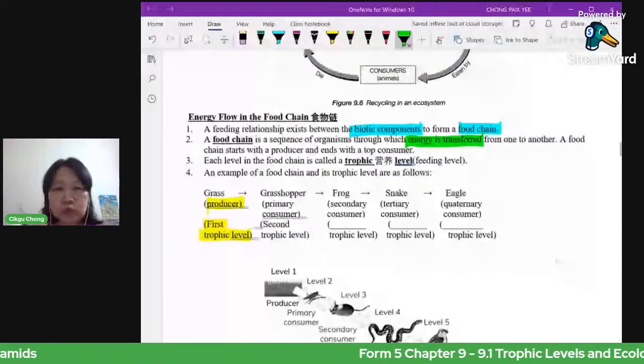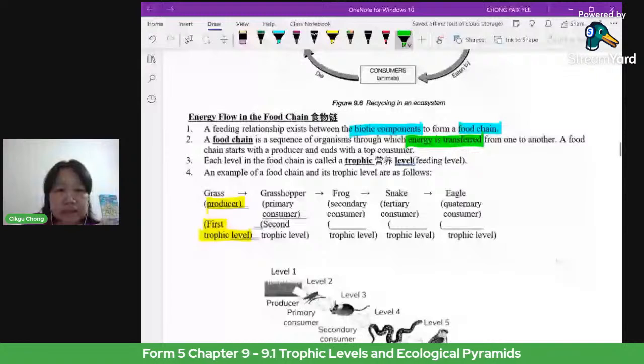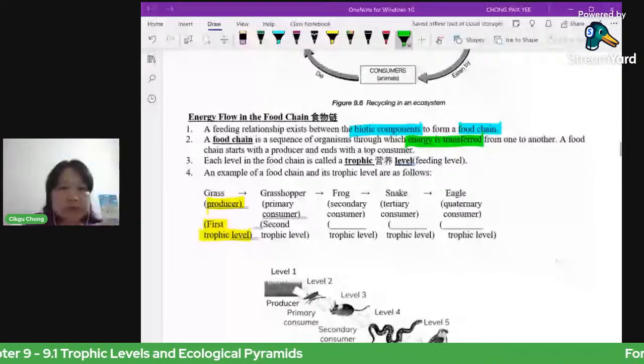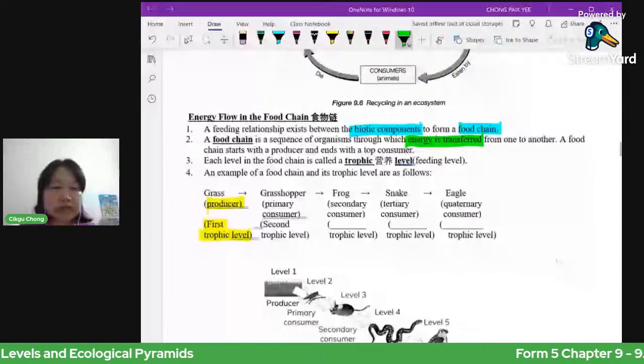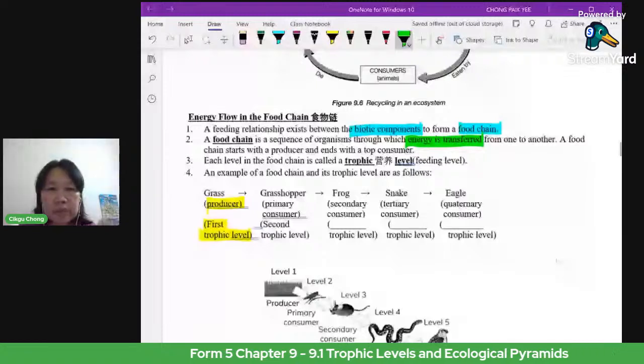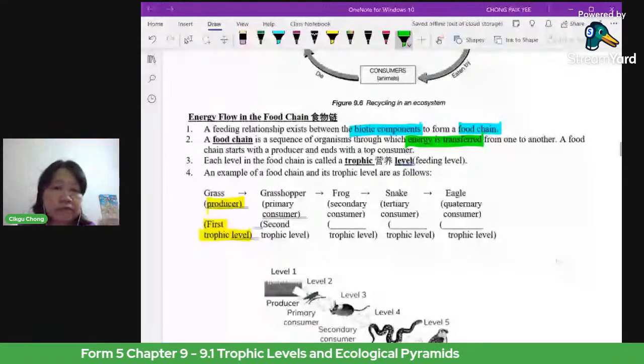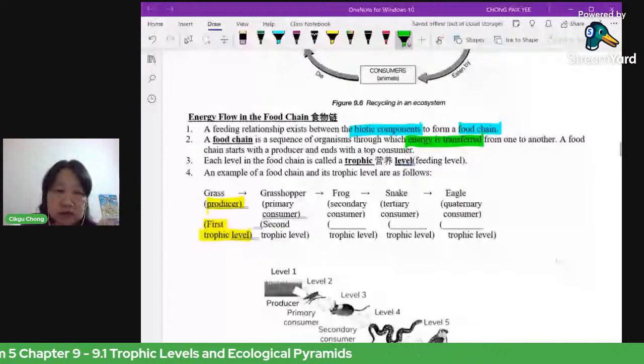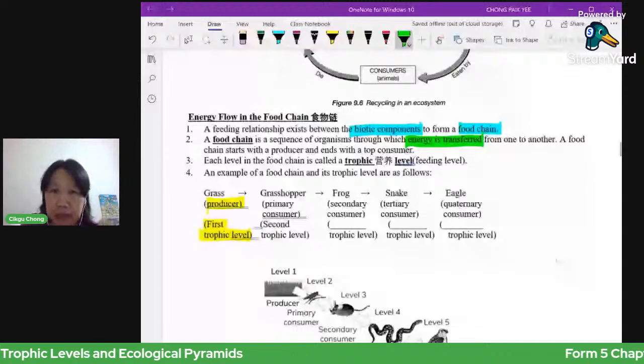So here's an example of a chain. Now grass is the producer. Grass is eaten by grasshopper, right? So grasshopper is a primary consumer, because it eats grass. This is a herbivore. And then when the grasshopper is eaten by the frog, the frog is called a secondary consumer, because the grasshopper is primary. So this is another, higher level.